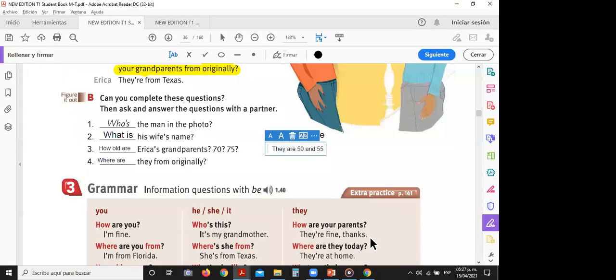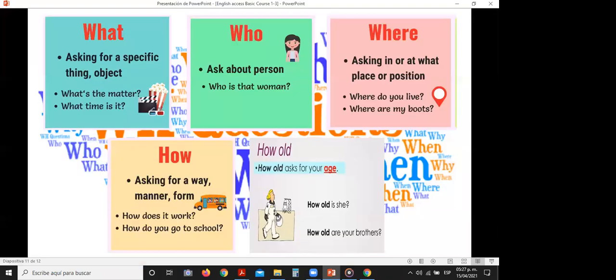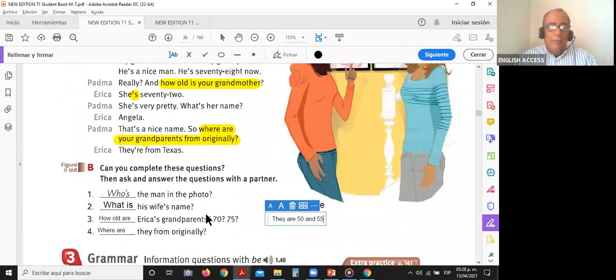Teacher, ¿cómo se puede traducir "that's a nice name"? That's a nice name. Thank you. That is, ese es, sí, that's a nice name, es un bonito nombre. Nice, bonito, bueno, that's a nice name.